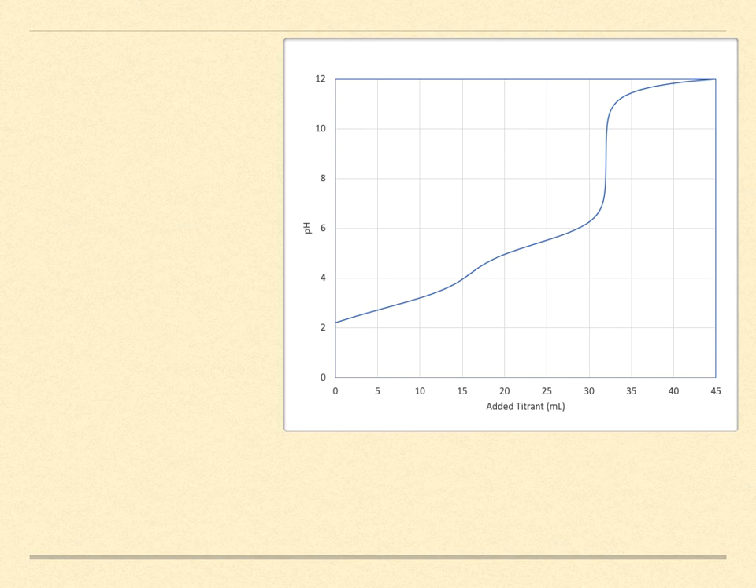Instead of knowing the result, we will use this graph to determine what we want to know about this unknown powder. We added 0.1329 grams and dissolved it to make 20 milliliters of solution. We titrated it with a 0.05 molar solution of sodium hydroxide. The solution pH started low and increased. We can conclude that it is an acid.